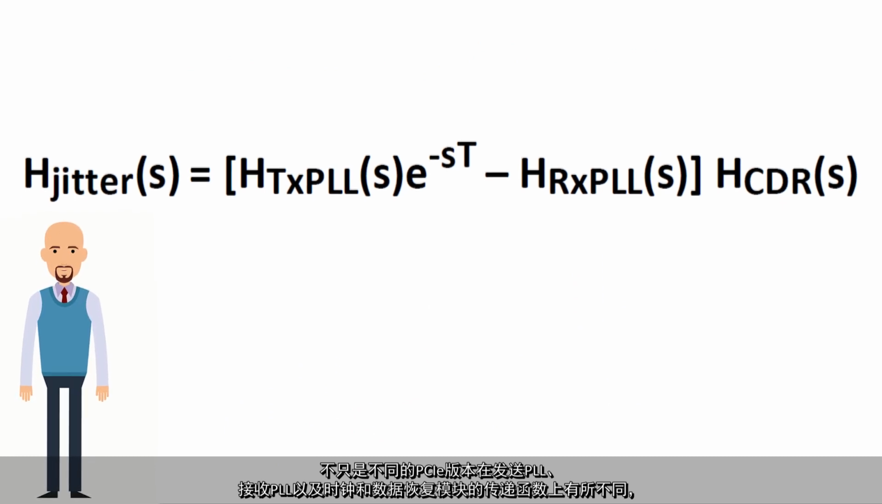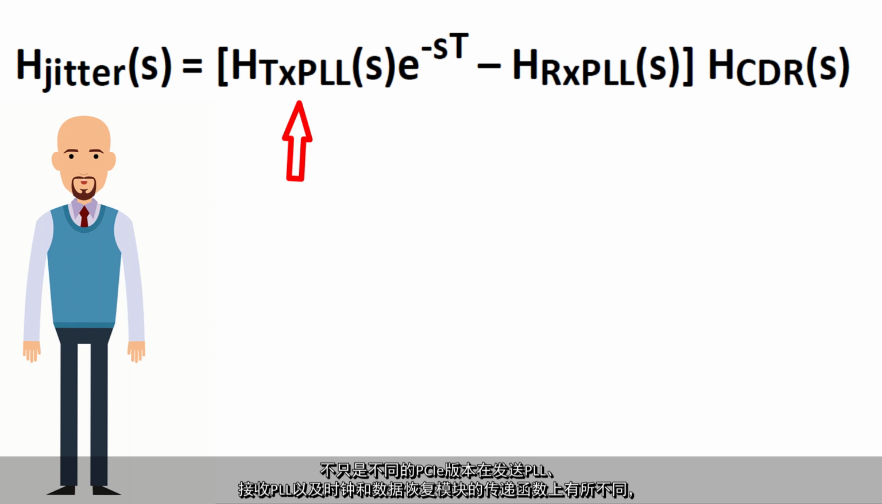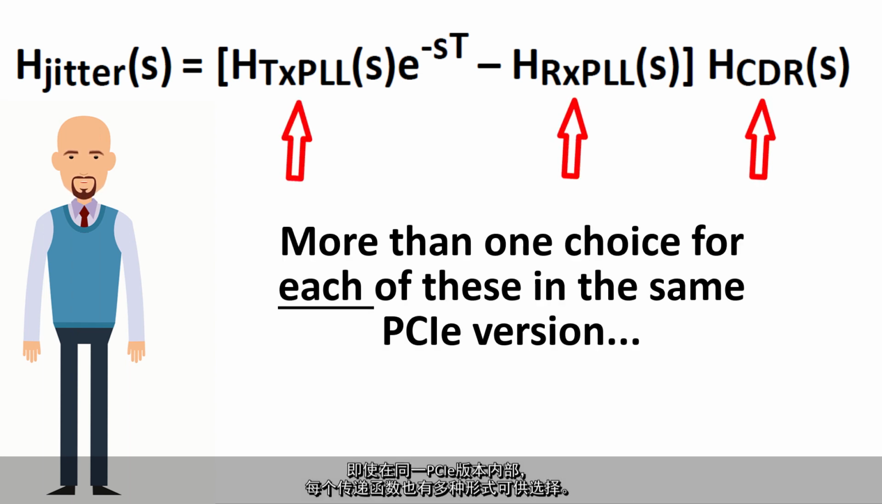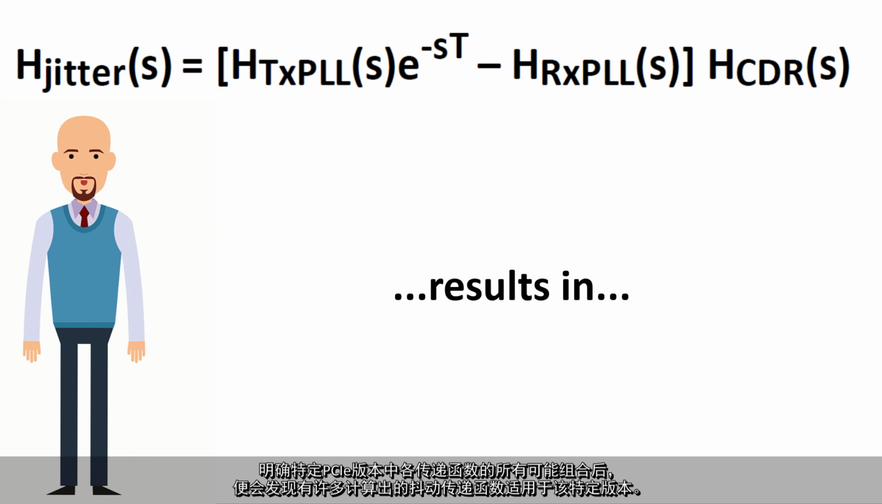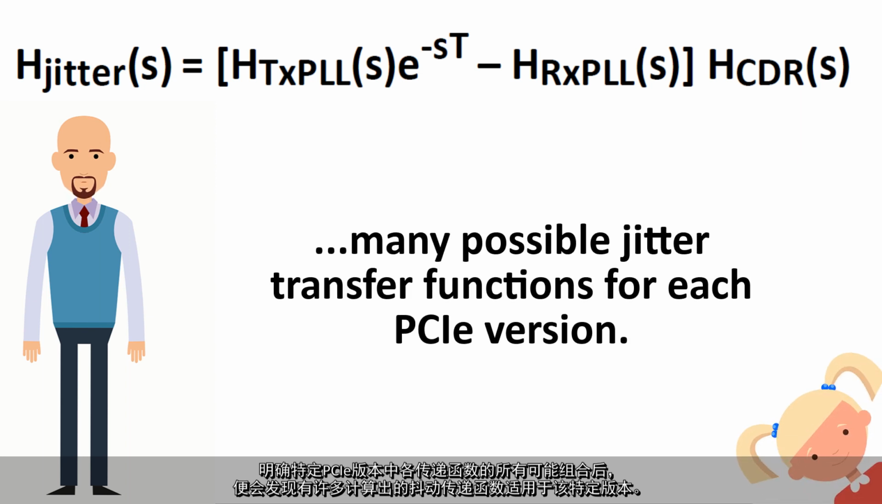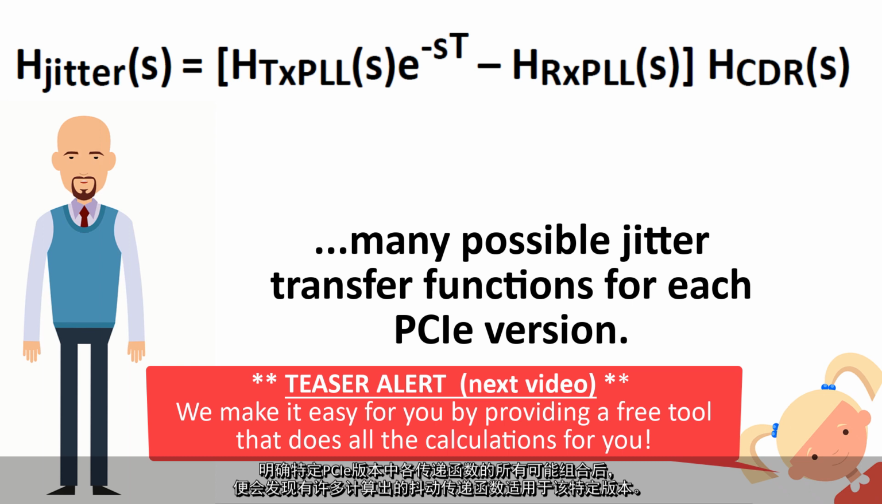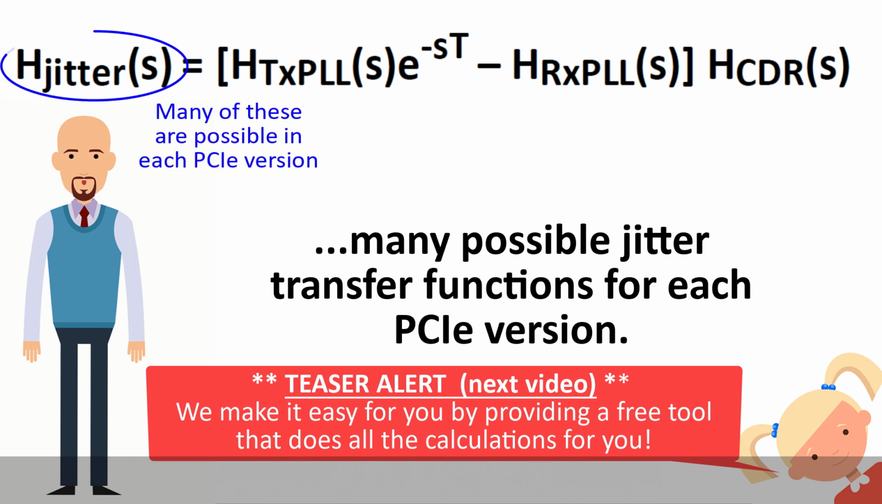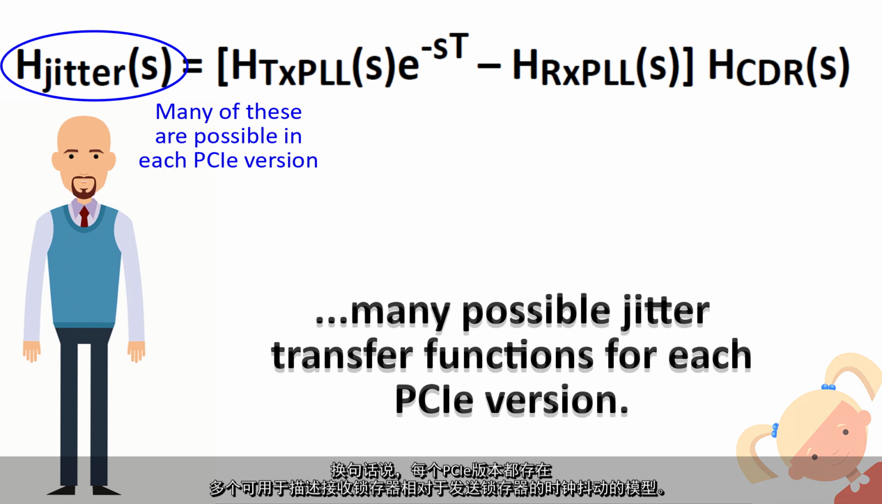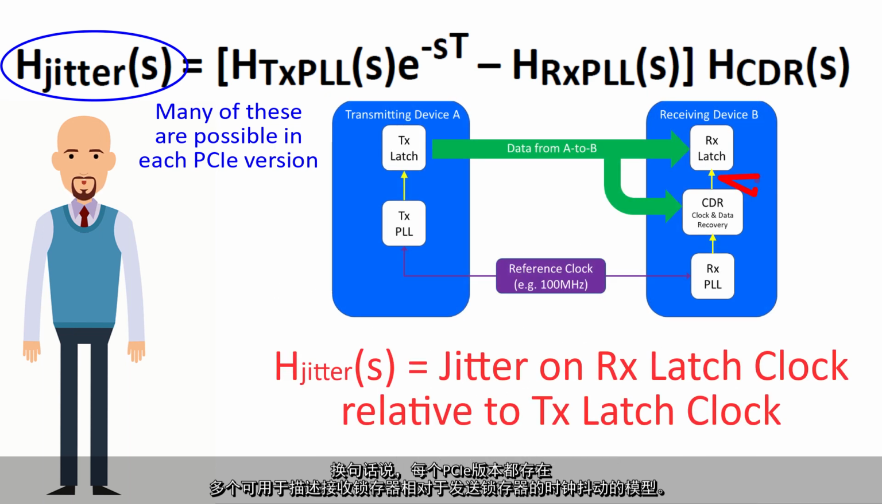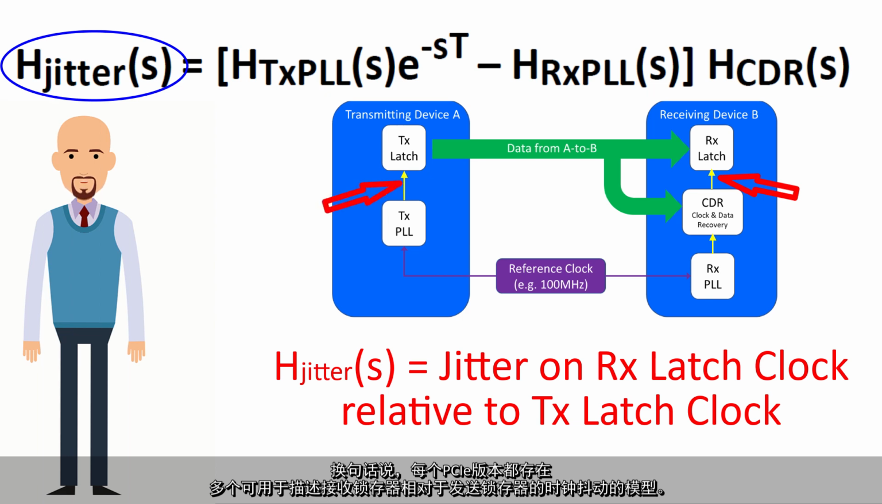Not only are the individual transfer functions for the transmit PLL, the receive PLL, and the clock and data recovery block different for different PCIe versions, there are even multiple choices for each transfer function within each specific PCIe version. When we figure out all of the possible ways that the individual transfer functions in a specific PCIe version can be combined, we see that there are many possible calculated jitter transfer functions that apply to that specific PCIe version. In other words, each PCIe version contains many models to describe the jitter of the clock on the receiver latch relative to the clock on the transmit latch.